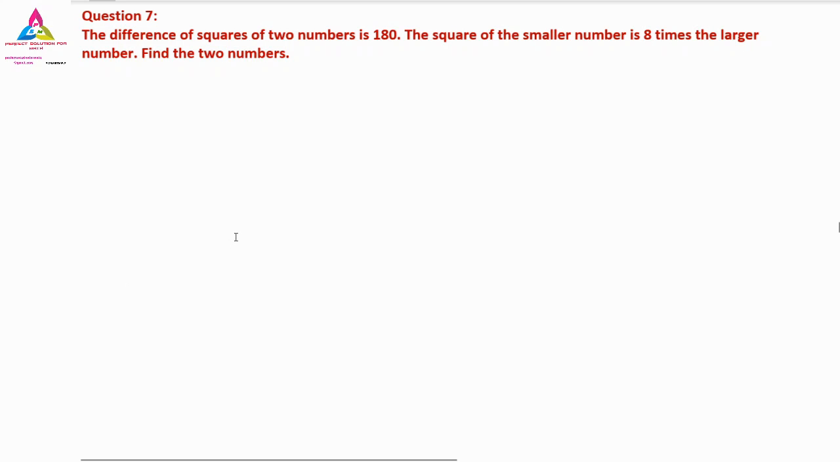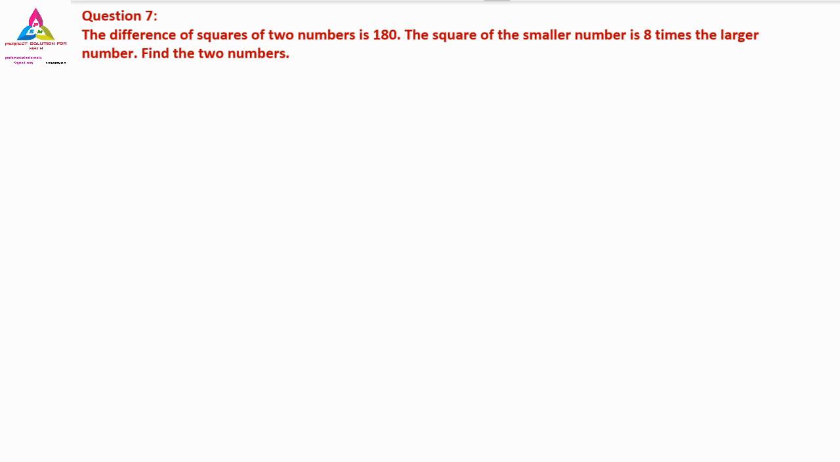Next part. The difference of the squares of two numbers is 180. The square of the smaller number is 8 times the larger number. So here, according to this, what can you understand? This is the most important. You must understand what they have actually given. Using this statement, how many numbers do you have here? Two numbers you have. Very good.